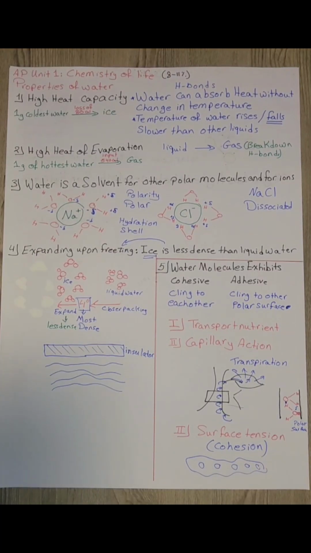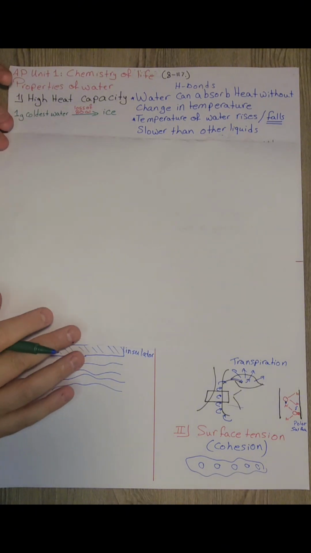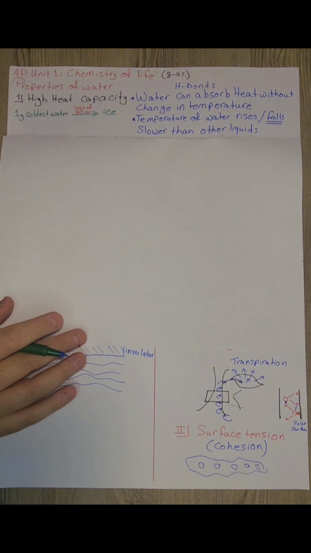In this video, we are going to study the properties of water under AP Unit 1 Chemistry of Life. There are 5 properties of water to be discussed, and these properties are related to the ability of water molecules to form hydrogen bonds. Let's start with the first property. Water has high heat capacity.